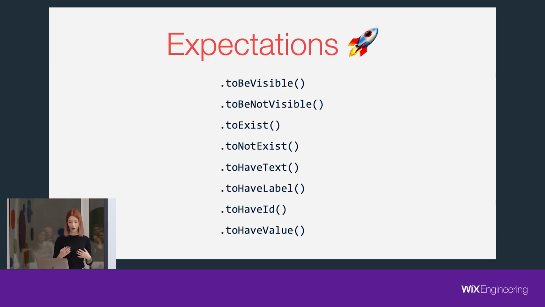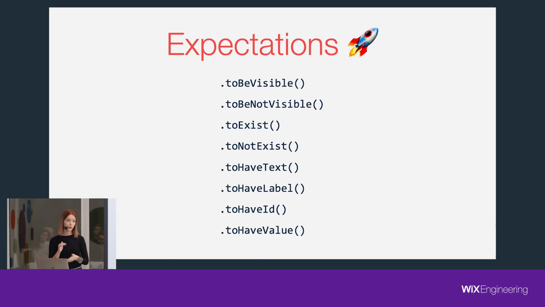And right now you can see expectations. To be visible and to exist might seem very similar, but to exist is mostly used when you don't want to scroll the huge list of items or something like that. You just need to know if the item is in your view hierarchy. To be visible means if you have a long list, you need to scroll to that item, and sometimes it might take even like 20 seconds or such.